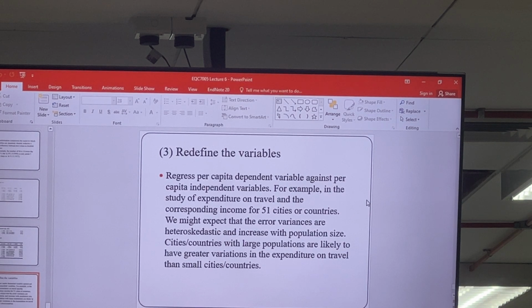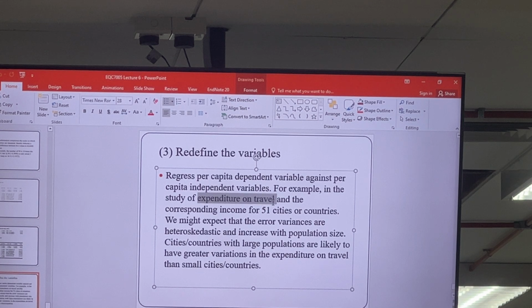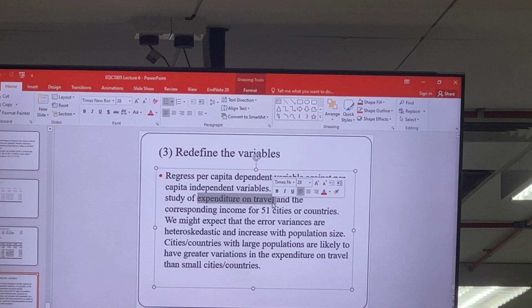So let's say you collect data. Let's say you have two variables. You want to explain the travel expenditure. Your Y is travel expenditure, so your dependent variable is expenditure on travel. Then you collect data on the total amount of expenditure from different cities. For example, you collect the total amount of expenditure on travel for Kuala Lumpur, and you also have the total amount of expenditure for other smaller cities.